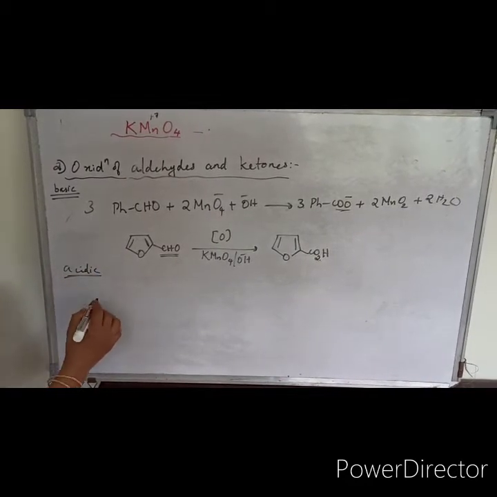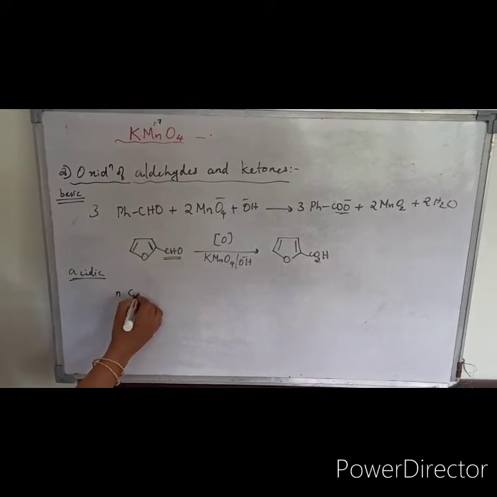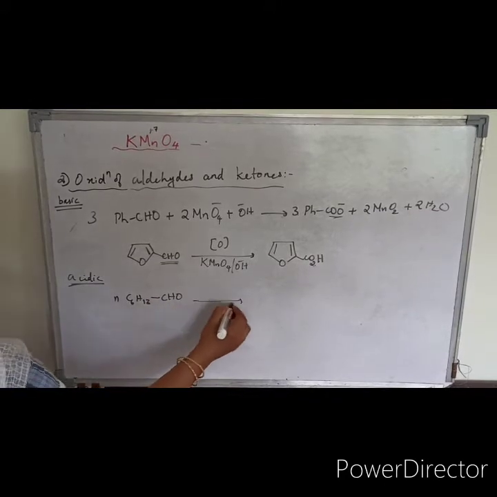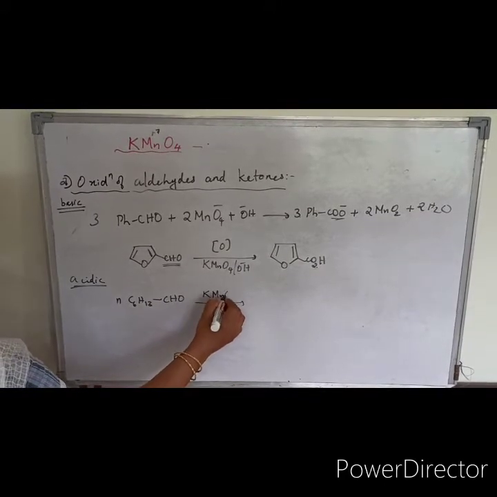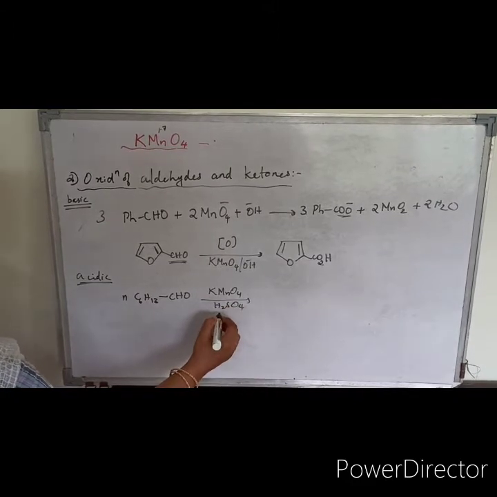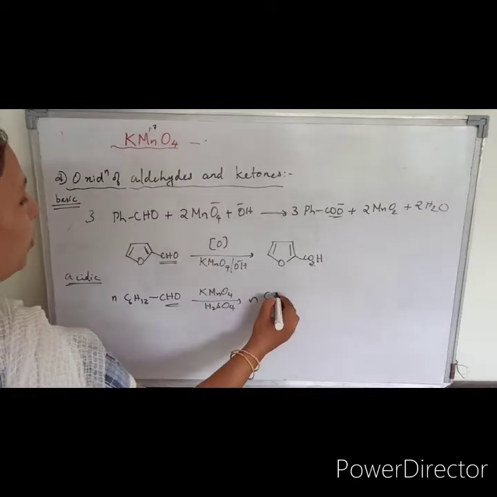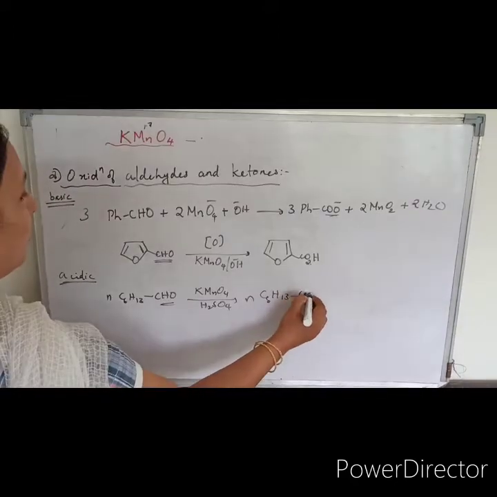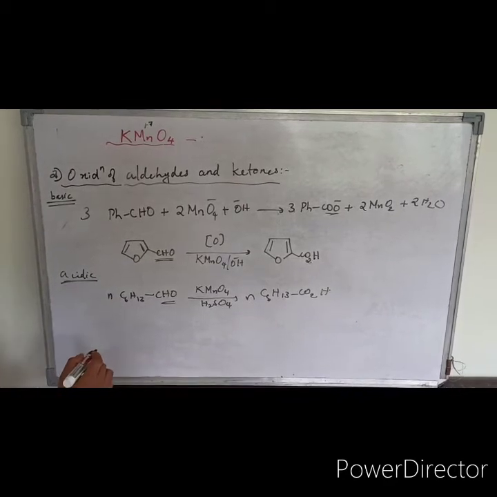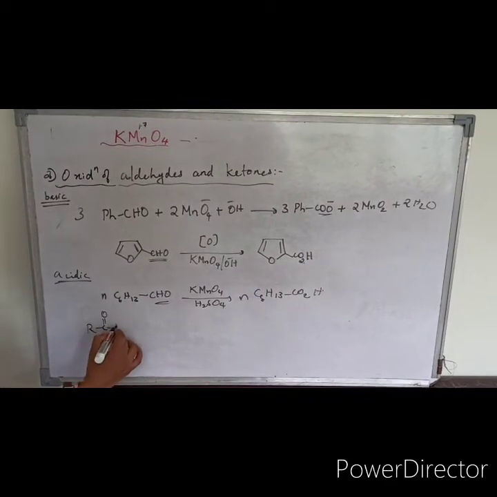Acidic medium, that you have studied in plus 2 classes: C6H13CHO, KMnO4, and acid, we will be using H2SO4. Then you will be getting the corresponding, the CHO will be oxidized to C6H13CO2H. Okay, so the mechanism will be the RC double bond OH.